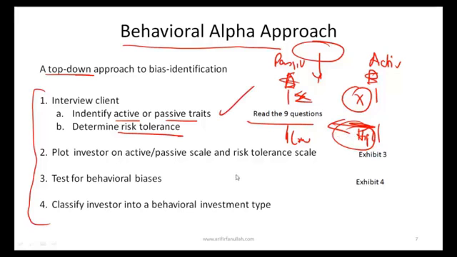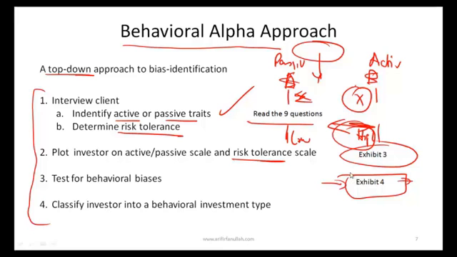So you've understood part 1 where you interview the client. Next is plot the investor on an active passive scale and risk tolerance, that's exhibit 3. And then you test for behavioral biases. The point is this, actually, we are going to build exhibit 4, which will help us understand what to do. The big picture is as follows, that once you have categorized your client, let's say as being active and risk tolerance high, then as we'll see in exhibit 4 in a minute, for people of that psychographic profile, there are some typical behavioral biases that they exhibit.